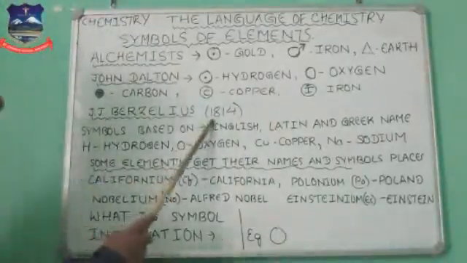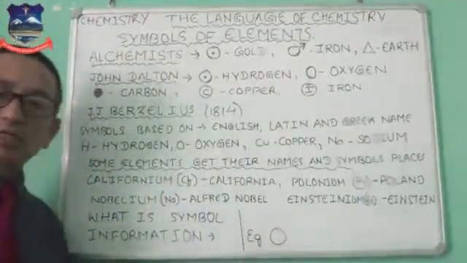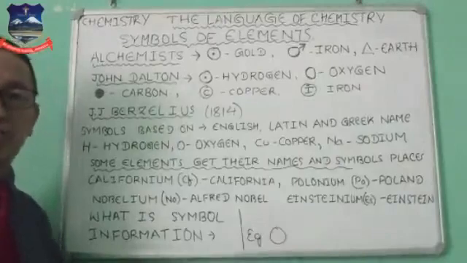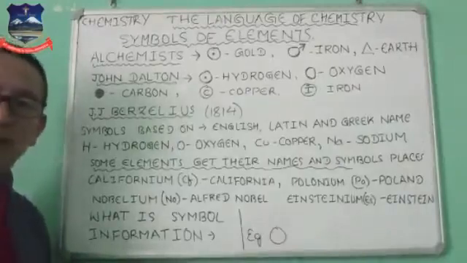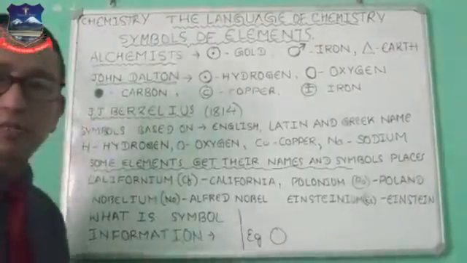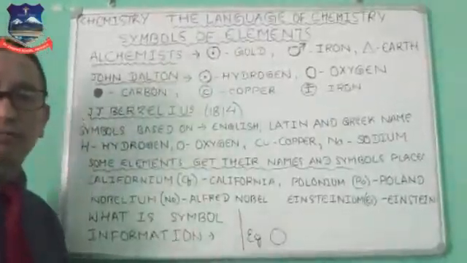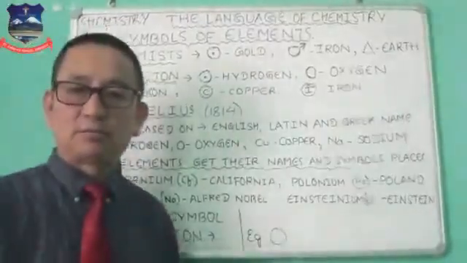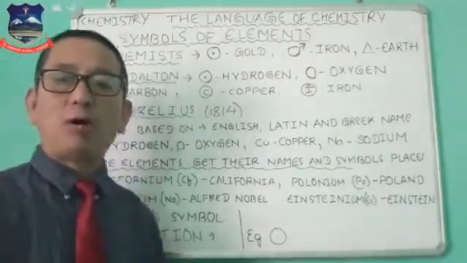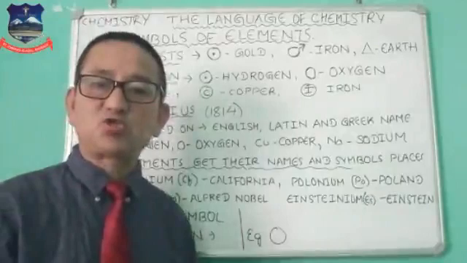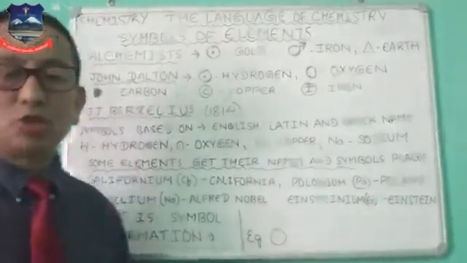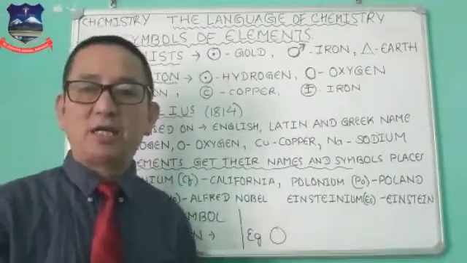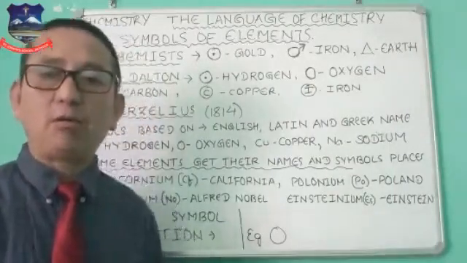Later on, J.J. Berzelius in 1840 suggested that the first letter or two letters of the English name of the element should be used as the symbol of that element. At that time, many scientists disliked and strongly opposed his suggestion. It took almost 100 years for this idea to be accepted by all.